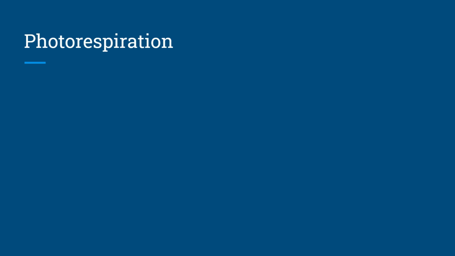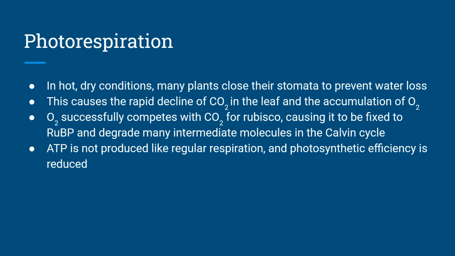So now I'm going to talk about this phenomenon that happens with many C3 plants called photorespiration. Now, when it gets very hot, plants often get faced with a difficult predicament. You see, a plant needs CO2 for the Calvin cycle, but it also needs to prevent water loss. Now, gas exchange happens in the plant through the stomata of its leaves. Remember, we talked about that way back in the beginning of the video.